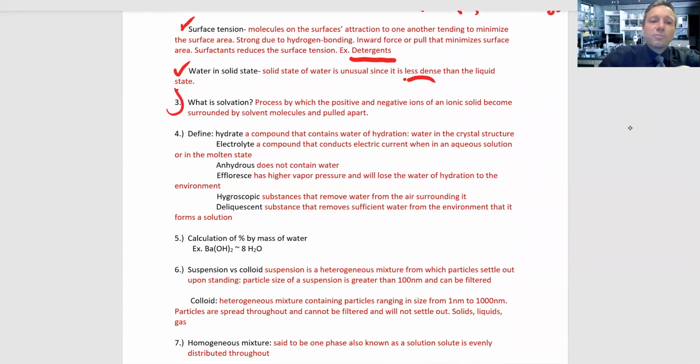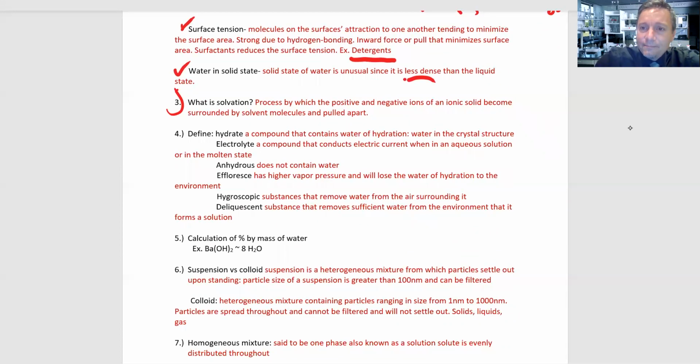Solvation. So let's look at number 3 here, solvation. It's a process by which positive and negative ions of an ionic solid become surrounded by the solvent molecules and pulled apart. So remember, we talked about this in some depth.